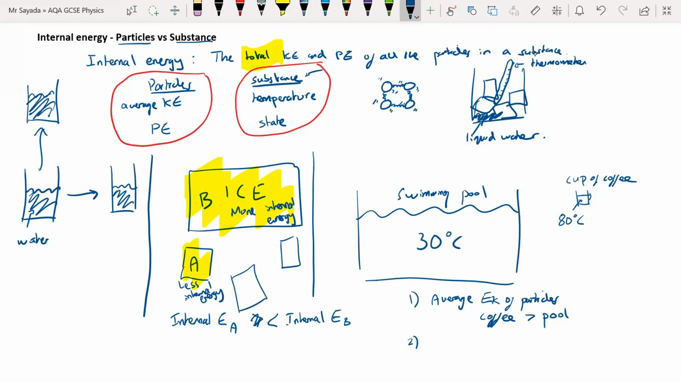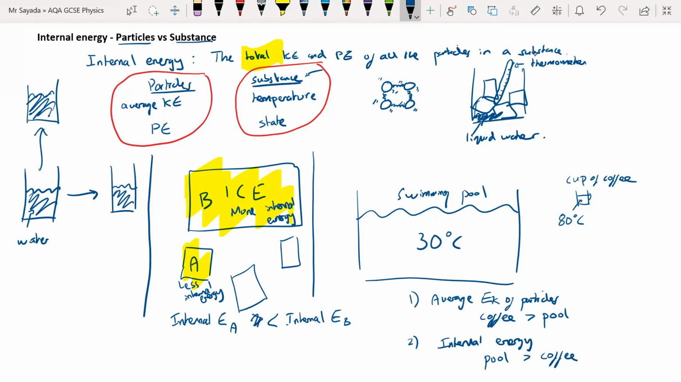But what I'd like you to now do is compare the internal energy of the swimming pool to the cup of coffee. Pause the video while you do that, press play once you're ready. So you should have now compared the internal energy of the two. The internal energy of the pool is actually bigger than the internal energy of the coffee, because internal energy is the total kinetic energy and potential energy of all the particles.